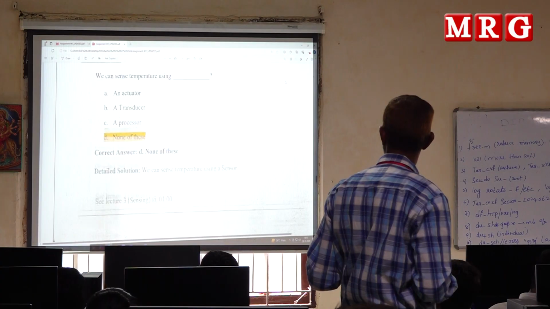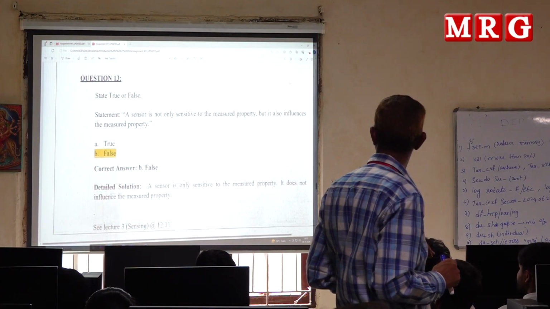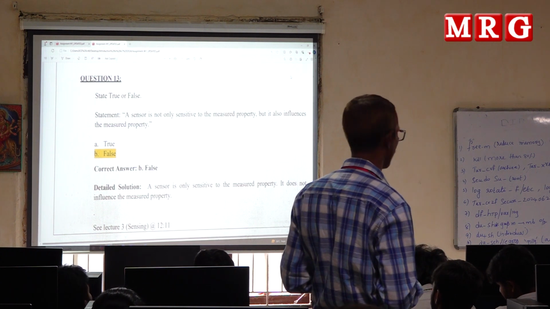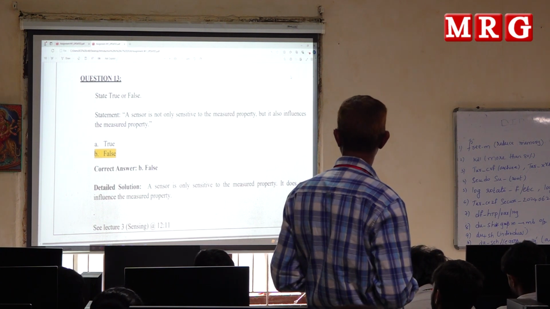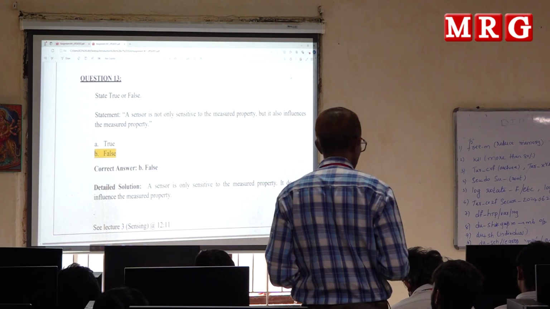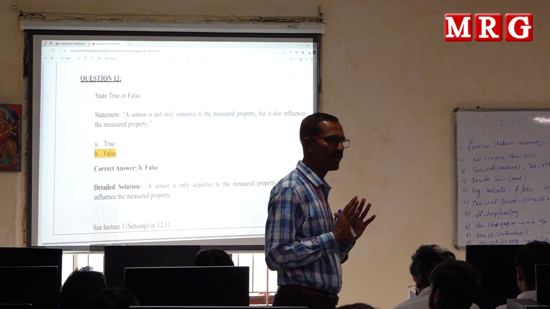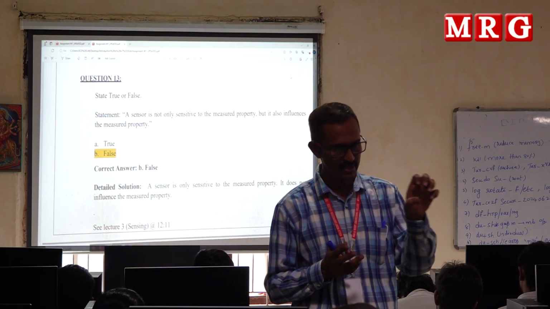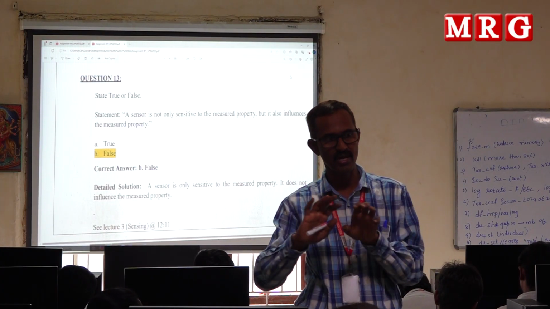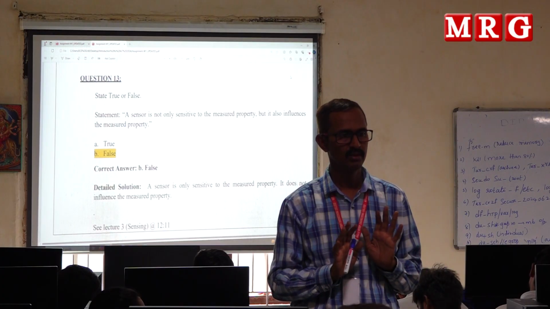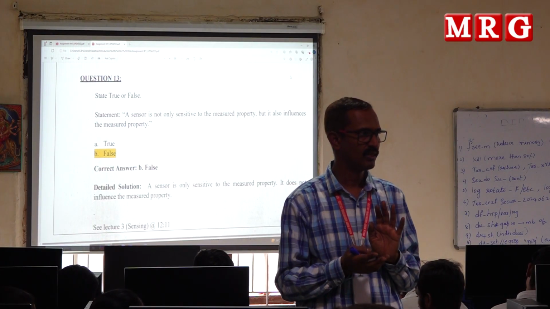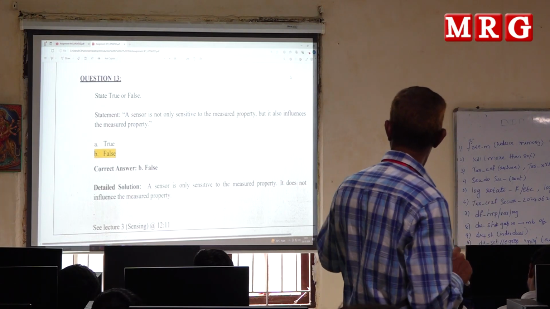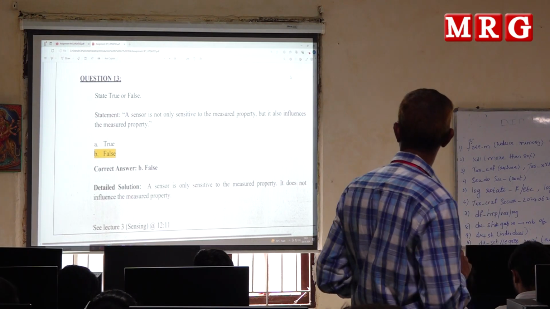Next. A sensor not only senses the measured property, but it also influences the measured property. False. It just senses only. It doesn't do anything else. It doesn't influence the sensed data. It just senses and passes the data to the next node. It won't influence the properties. So the answer is false. Next.